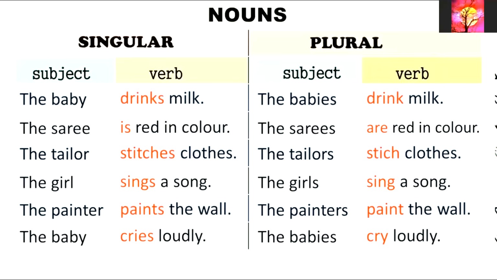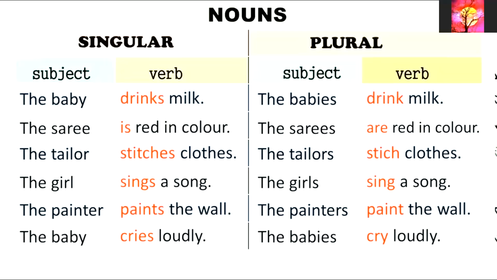In the plural form, it becomes the babies drink milk. Now the subject is plural, therefore the verb is not followed by s. Similarly, the sari is red in color. Here the subject is singular. The saris are red in color. Here the subject is plural.